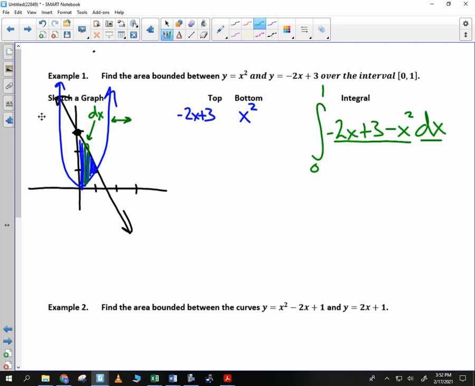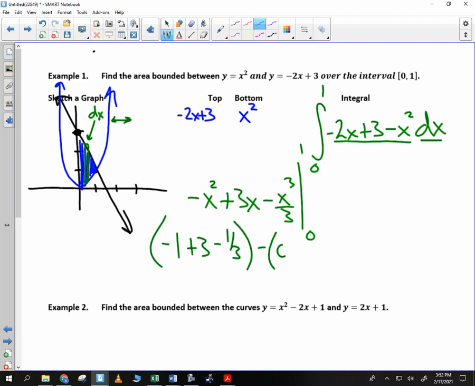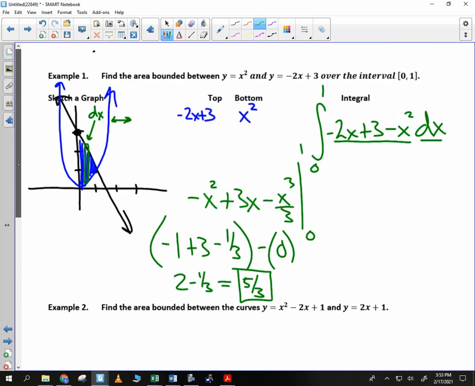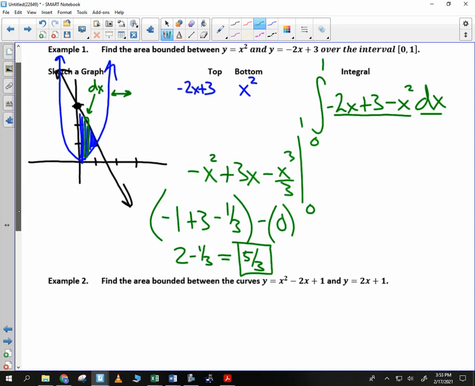The antiderivative of negative 2x is negative x squared. The antiderivative of 3 is 3x, and the antiderivative of negative x squared is negative x cubed over 3. It's a definite integral, so we put the 1 and the 0 in. Plug in the 1, and we get negative 1 plus 3 minus 1/3. Minus, if you plug in 0, you get 0. So you can see we have 2 minus 1/3, or 6/3 minus 1/3, which is in fact 5/3. And that's the work that you show. So pretty cool problem. Let's try a few more.